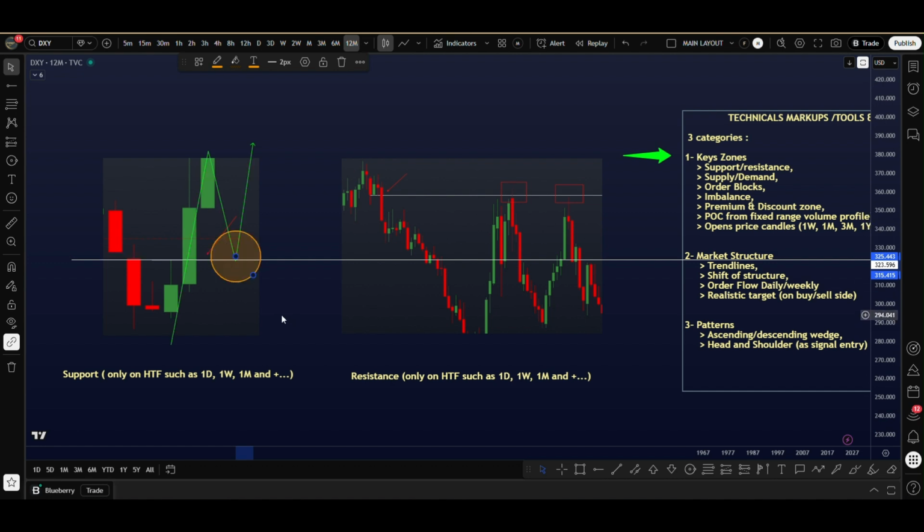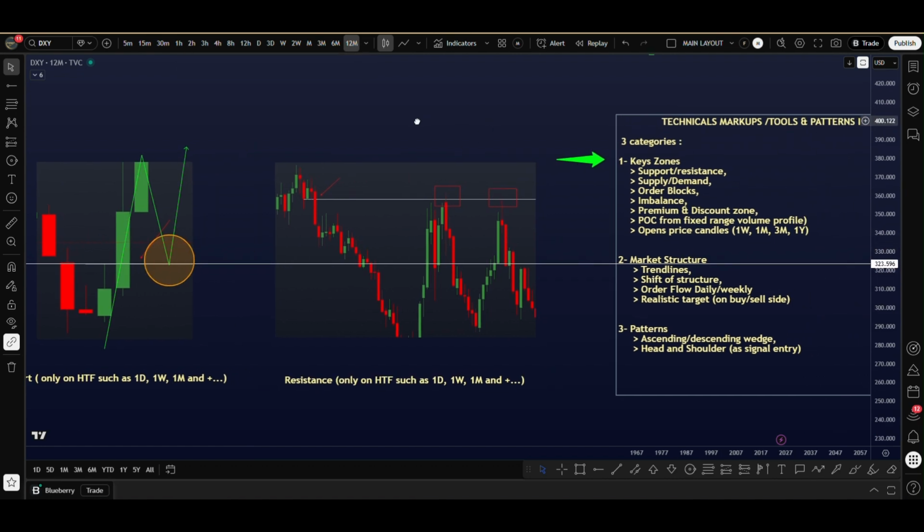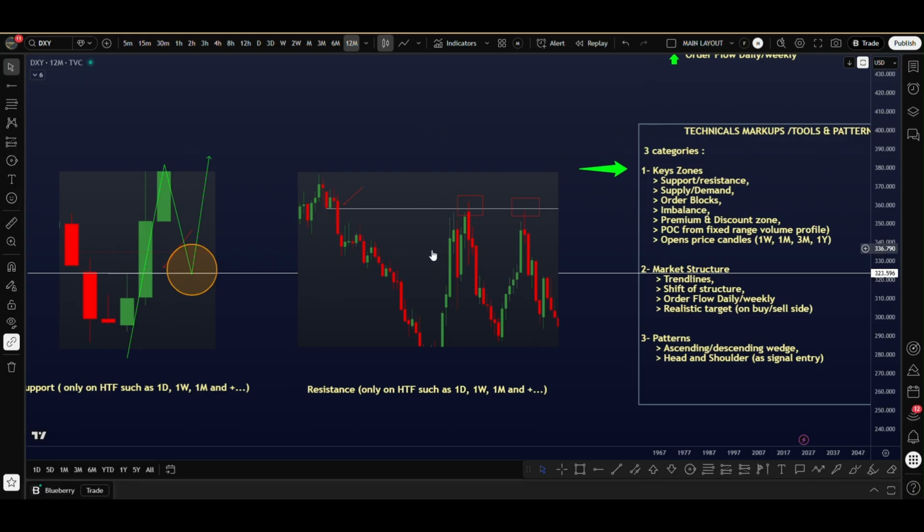All right. The same thing is for resistance. I like to identify a strong candle breaking a low of the week, leaving behind an imbalance. So you can see we have an imbalance there, a strong and energetic candle breaking a low.